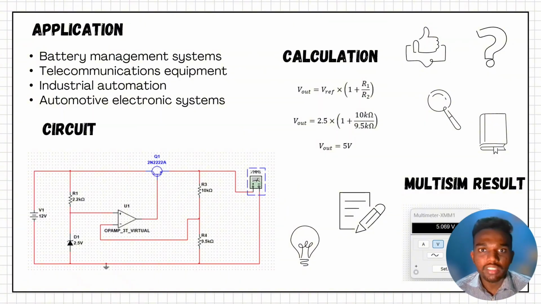Application: voltage regulators are widely used in electronic systems such as battery management system, telecommunication equipment, industrial automation, and automotive electronic systems. These applications require stable voltage to ensure the device operates safely and efficiently. For the calculation section, the output voltage is controlled using the reference voltage from the Zener diode and the feedback network. The calculation helps us to determine whether the circuit can maintain the required 5 volt output. By comparing the theoretical calculation with the Multisim simulation result, we can verify whether the circuit works correctly or not.